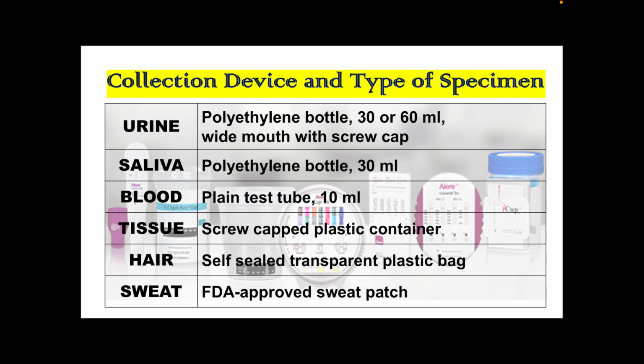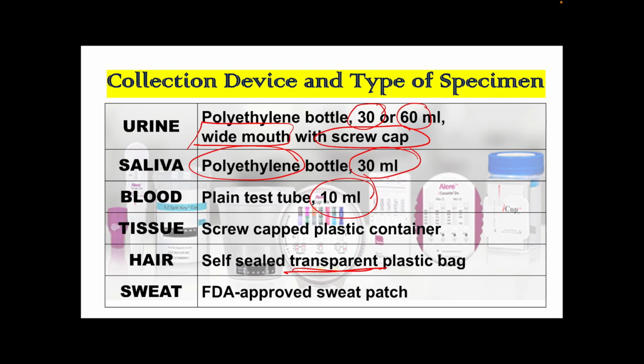Collection devices and types of specimens. For urine, we have polyethylene bottle with a 30 or 60 ml capacity. It must be wide mouth for easy collection, screw capped in order to avoid leakage of the specimen. For saliva, the bottle must be polyethylene with 30 ml capacity. Blood, plain test tube, 10 ml capacity. Tissue, screw capped, plastic container. Hair, self-sealed, transparent plastic bag. And for sweat, FDA approved sweat patch.